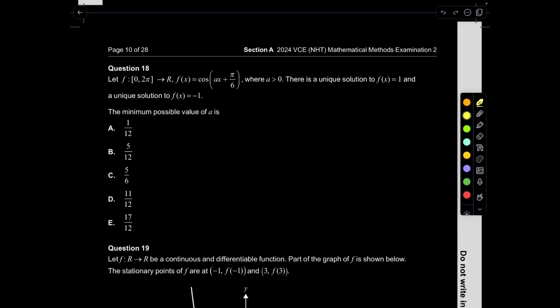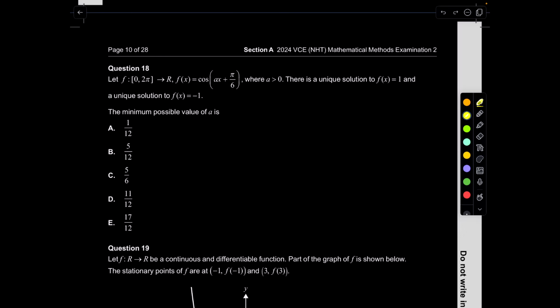Unique solution. That tells me that f of x, which is our graph here, intersects y equals 1 at only one place. Unique means once. And it also intersects y equals -1 only at one place. If it intersects those lines y equals 1 twice, then it's not unique. So that's what we basically want to do.